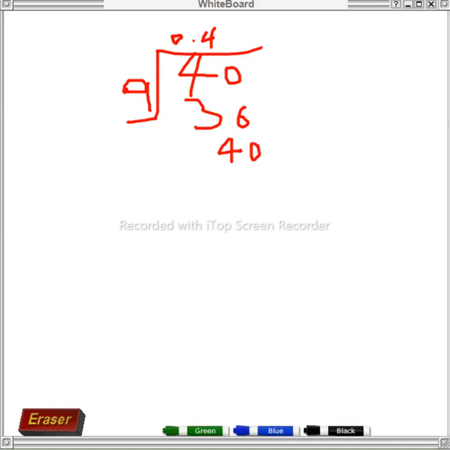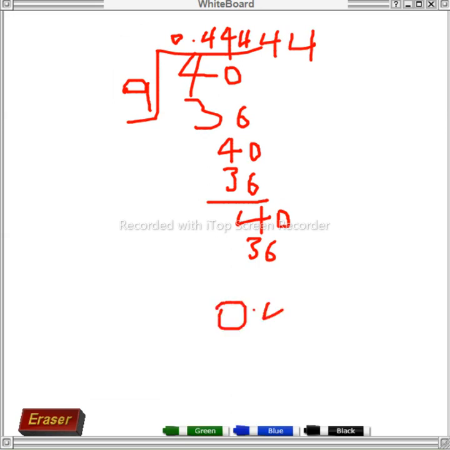40 divided by 9 is again 4. Now we multiply 4 times 9, 36. When we subtract 36 from 40, it will be 4. Now 4 is not divisible by 9, so we add another 0. 40 divided by 9 is again 4. It will continue like this, 4, 4, 4, 4. So our answer is 0.444444. We can put it like this, or we can also put 0.4 with a bar under it.